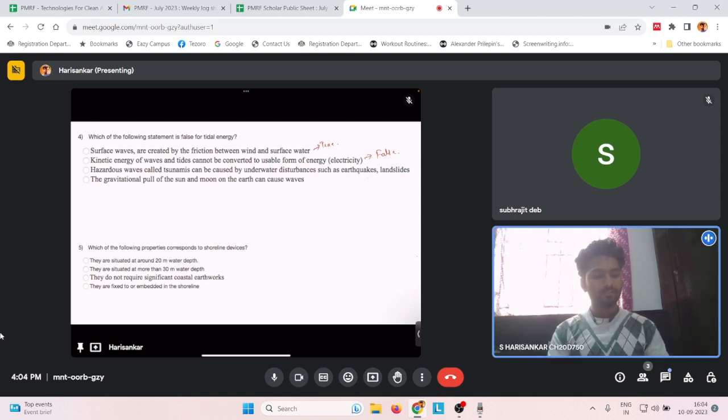So let's just go through the other sentences also. Hazardous waves called tsunamis can be caused by underwater disturbances. This is true. And the gravitational pull of the sun and moon also causes waves. This is also true. So option B is the false statement here.